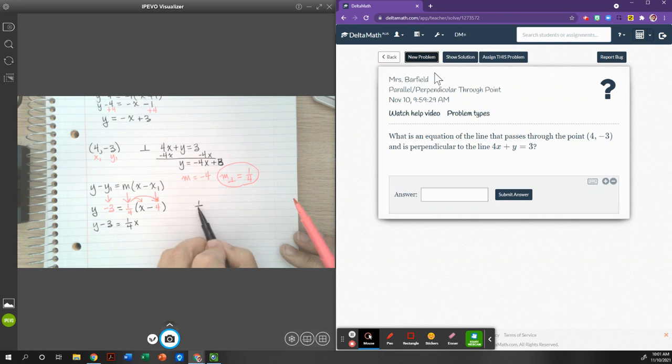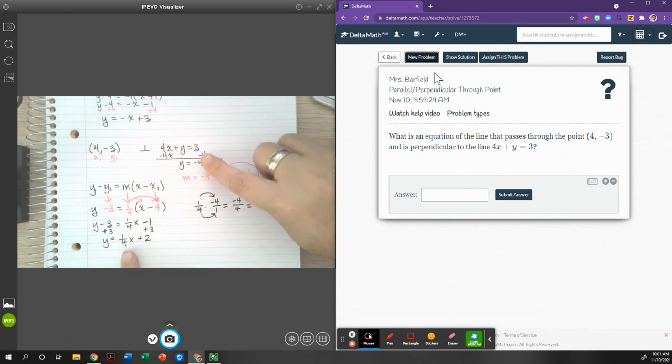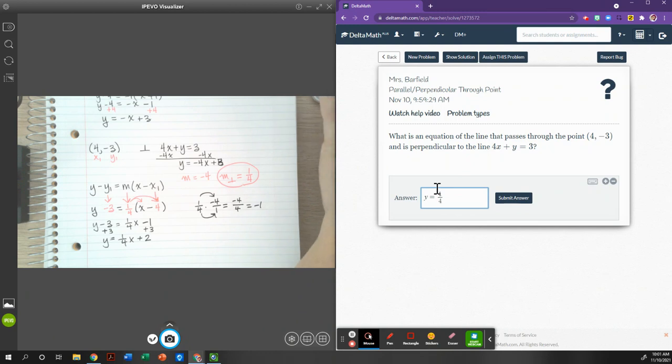Now 1/4 times -4 over 1. If I just multiply across, I get -4. 4 times 1 is 4. That equals -1. So minus 1. I'm going to add 3. So I get 1/4 x plus 2. And you can tell that they're perpendicular because the slope here is -4 and the new slope over here is positive, which is what it's supposed to be, and the reciprocal, which is 1/4. So y equals 1 divided by 4x plus 2.